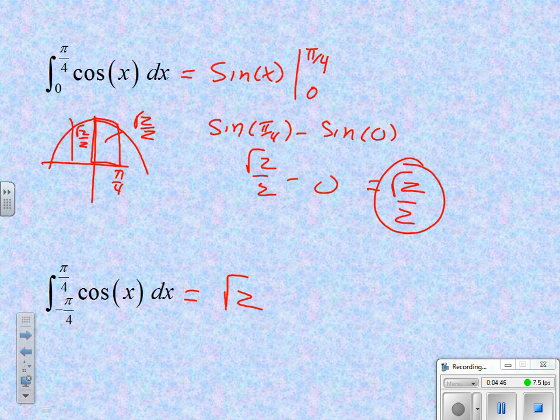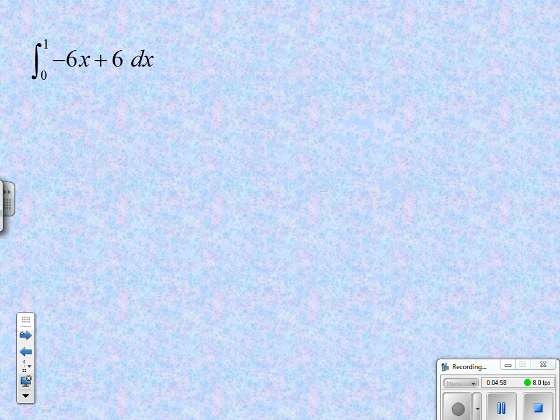Take note, if you have 0 as a limit, or if your upper and lower limits are opposite values, stop to visualize the graph. You might save yourself a bunch of work along the way.